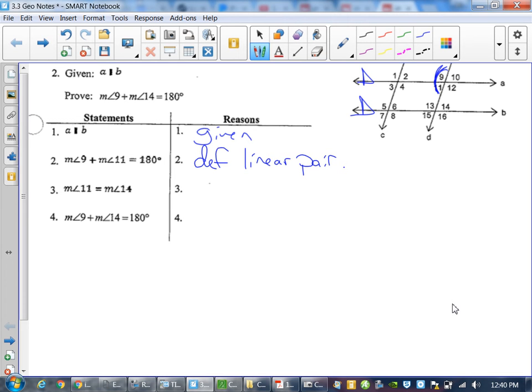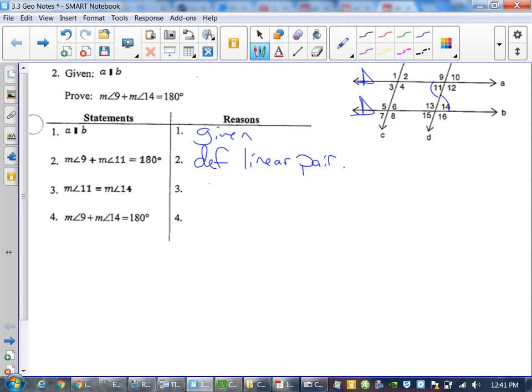So now you had that. We knew that those two guys add up to equal 180. But then look at what their next statement was. It said that 11 equals 14. Well, if 11 equals 14, what angle pair relationship occurred? Alternate interior. Alternate interior, very good.